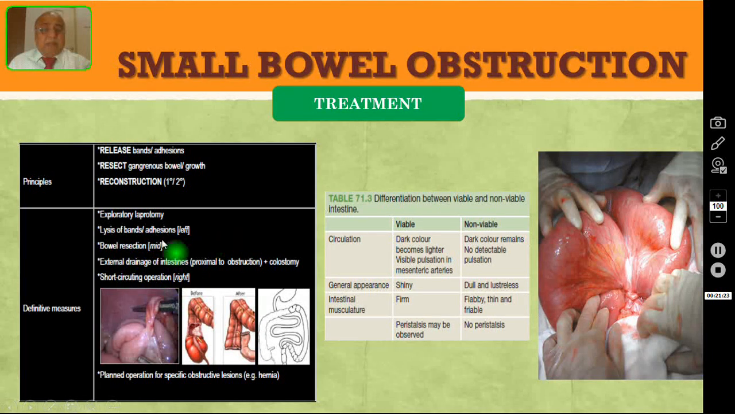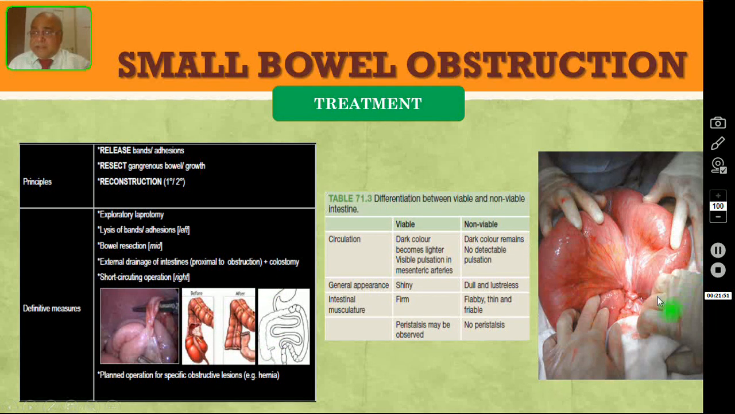Then if it is an adhesion, you can do adhesiolysis or band lysis. If it is already strangulated, do bowel resection. External drainage, that is stoma, I told you, if it is unprepared bowel. Otherwise, you can do the primary end-to-end anastomosis. Or sometimes if it is an unresectable growth, then you can go for a short-circuiting operation or bypass surgery.